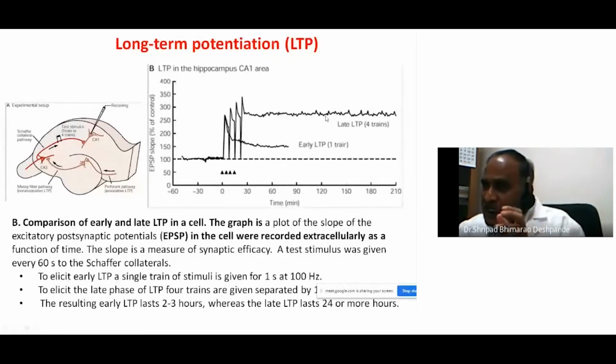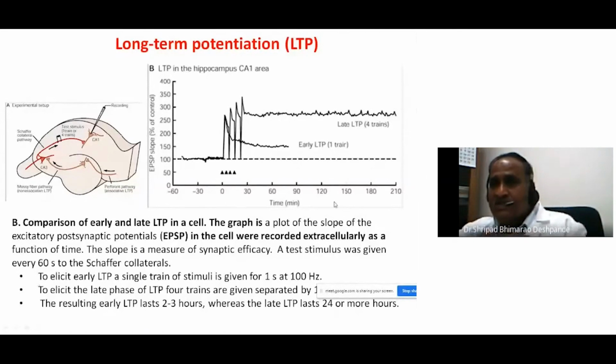And after the 4 trains, you get increased depolarization, and this is sustained for several minutes. Look here, this is several minutes, 210 minutes. That means nearly 4 hours. This is a long-term depolarization.